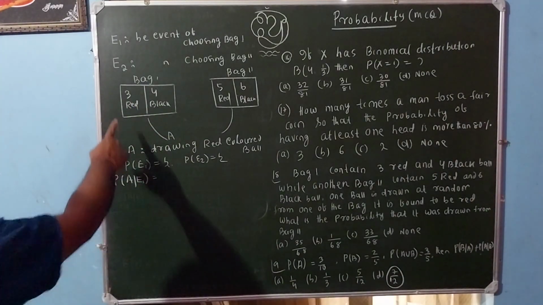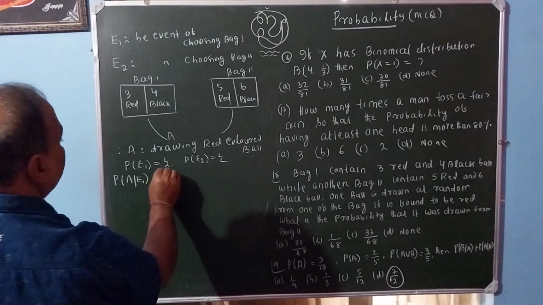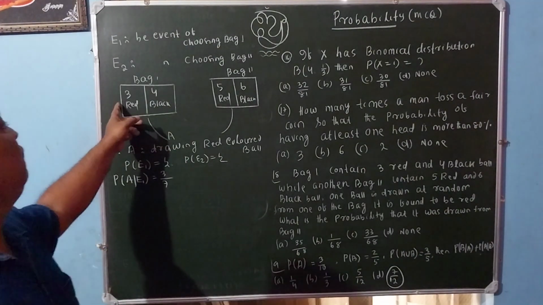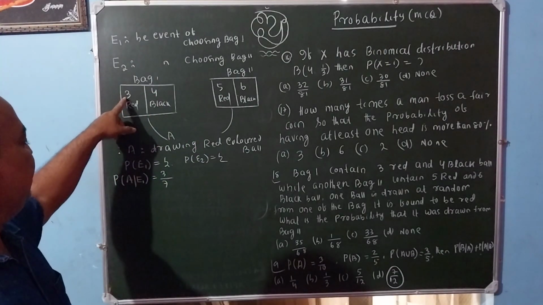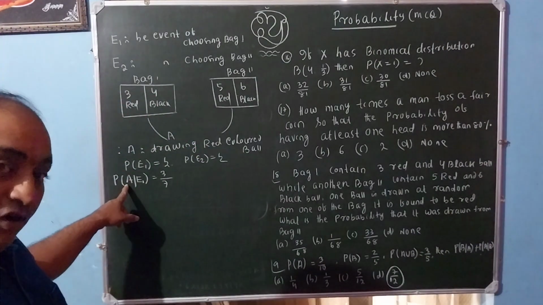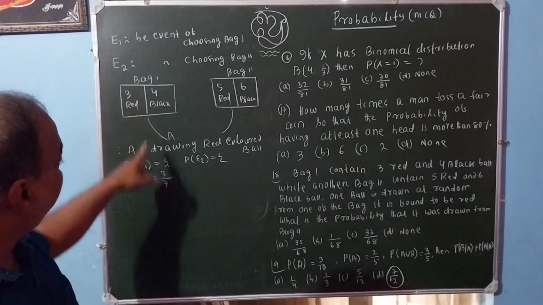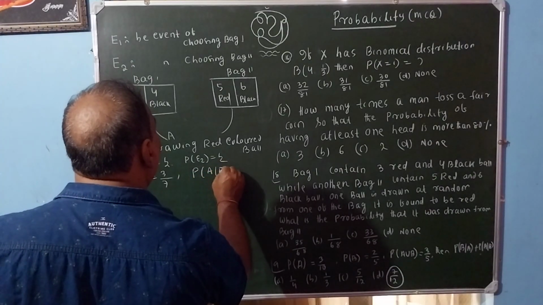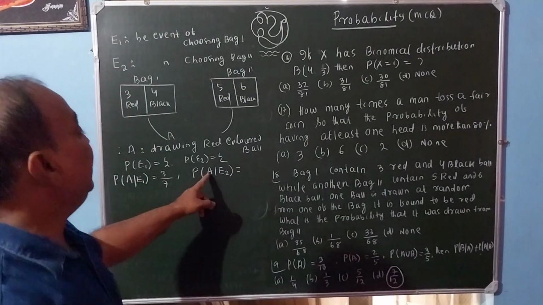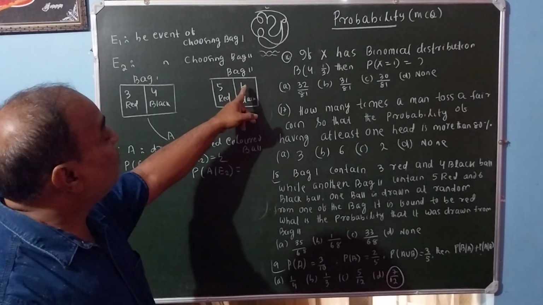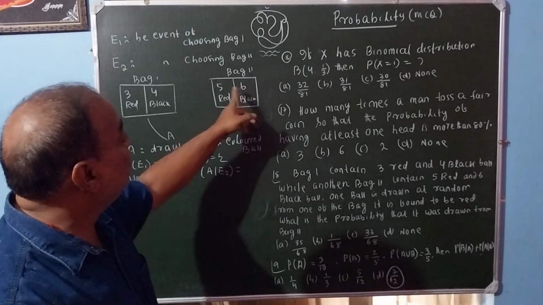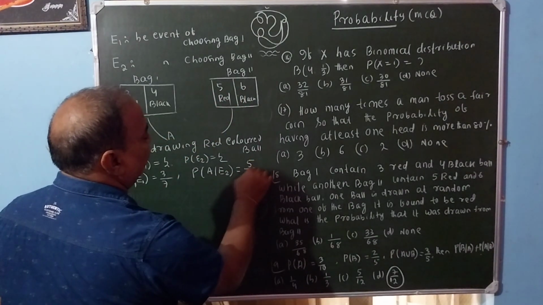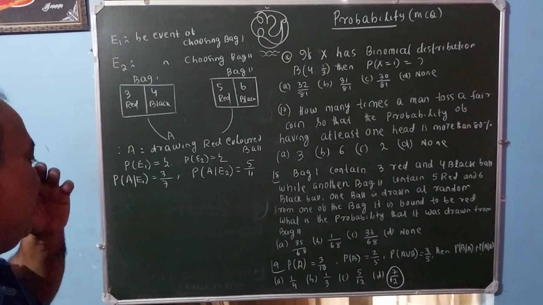So what is the probability? Total number of balls is 7, red balls is 3. So it is 3 by 7. Probability of drawing a red colored ball subject to the condition it is drawn from bag 1. Next, probability of A by E2. Probability of drawing a red colored ball subject to the condition it is drawn from bag 2. Total number of balls in bag 2 is 11. Red color balls is 5. So it is 5 by 11.